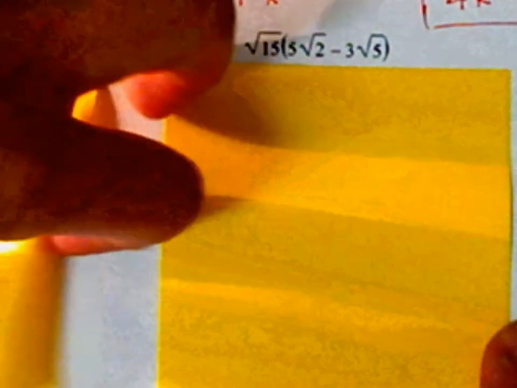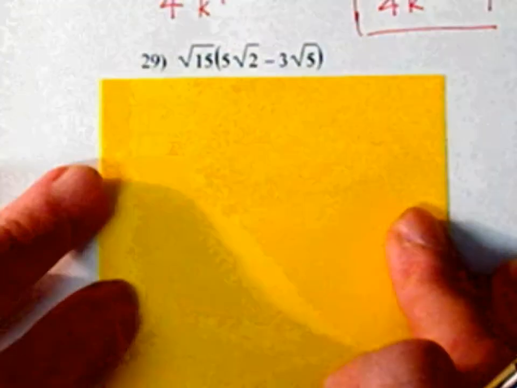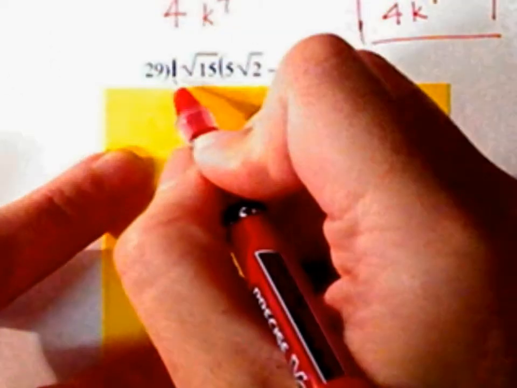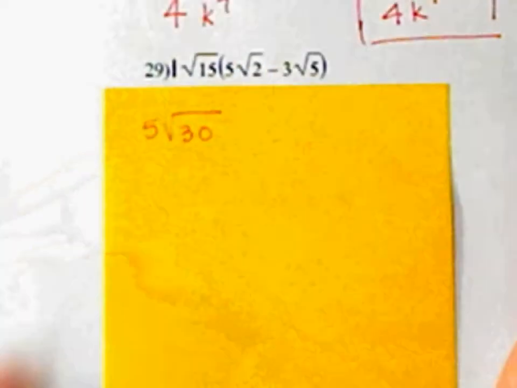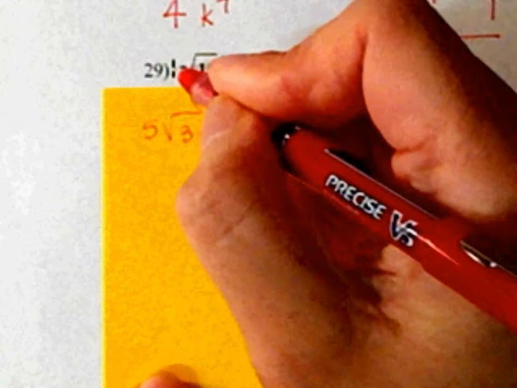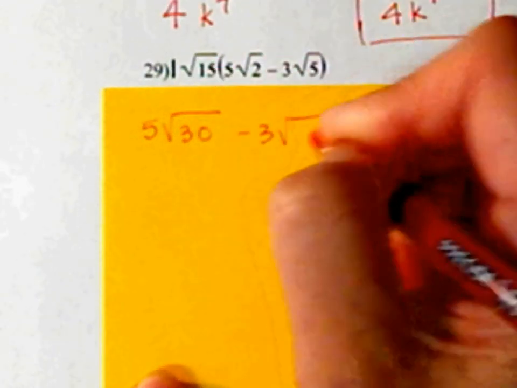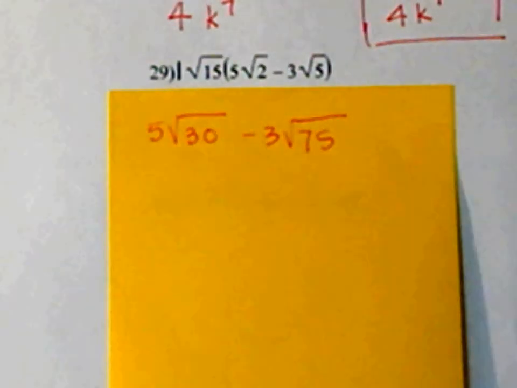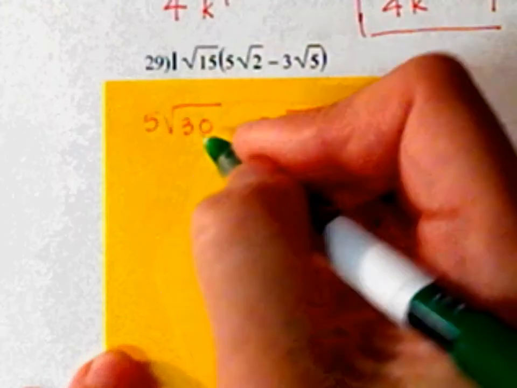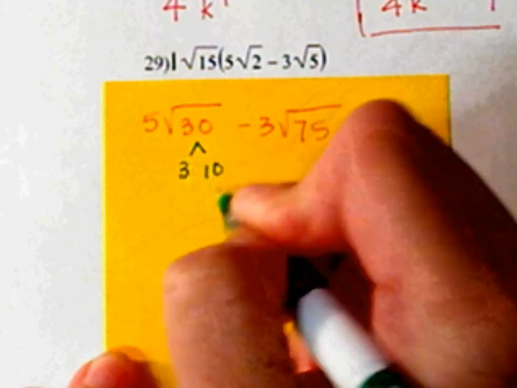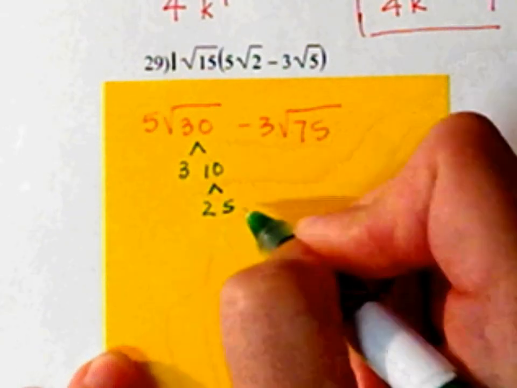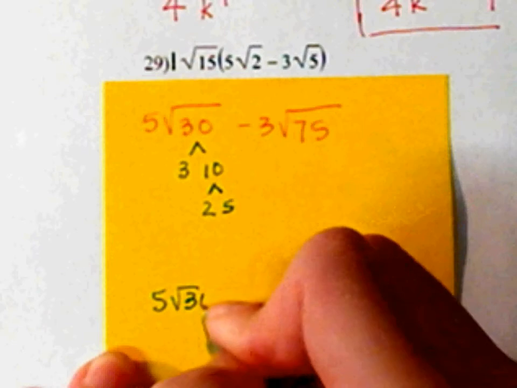Number 29. Okay? Excuse me. 29, you are multiplying. There's a 1 here. So 1 times 5 is 5. Square root of 15 times square root of 2 is square root of 30. Okay? 1 times negative 3 is negative 3. Square root of 15 times square root of 5 is square root of 75. You have to simplify. Factors of 30. 3 and 10. 2 and 5. No 2 of a kind, so I have to keep this like I have it.